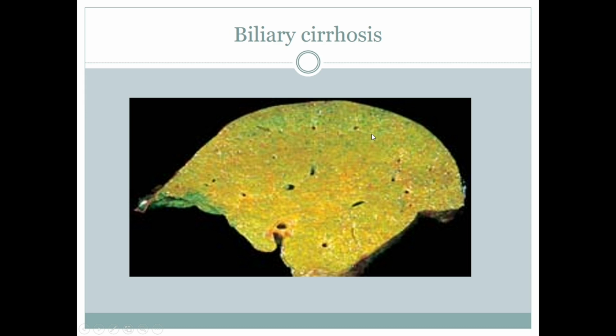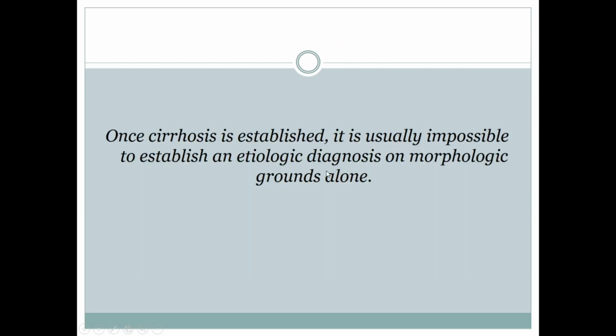And if you can see, this cut section has very tiny nodules, all of them less than 3 millimeters. Okay, so this is a micronodular cirrhosis, and this whole slice of liver is stained with green and yellow, which is basically bile. So this is a typical gross picture of biliary cirrhosis. Okay, so remember, this picture indicates biliary cirrhosis. One thing is, when cirrhosis is established, and we get a biopsy when cirrhosis is already there, it is almost impossible for the pathologist to say what is the cause of the cirrhosis.